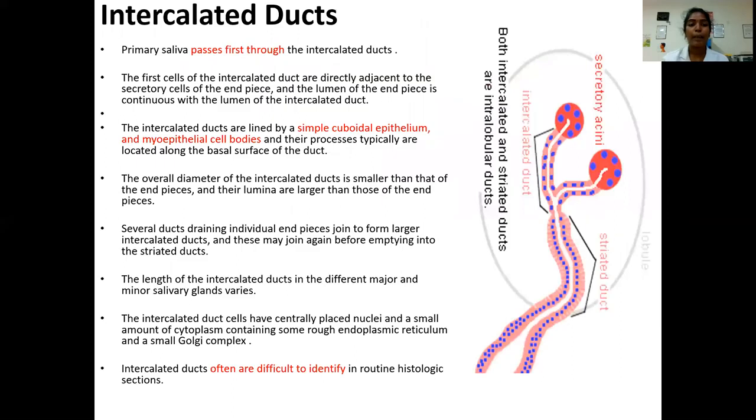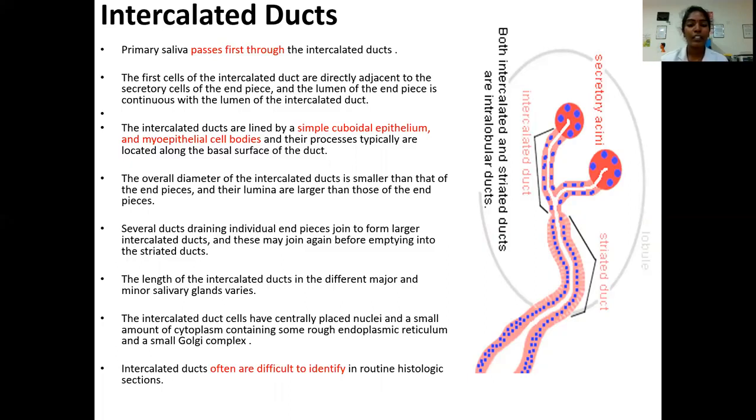Intercalated duct. Primary saliva passes through the intercalated duct. The first cells of the intercalated duct are directly adjacent to the secretory cells of the end piece, and the lumen of the end piece is continuous with the lumen of the intercalated duct. The intercalated ducts are lined by simple cuboidal epithelium, and myoepithelial cell bodies and their processes typically are located along the basal surface of the duct. The overall diameter of the intercalated duct is smaller than that of the end piece, and their lumens are larger than those of the end piece.